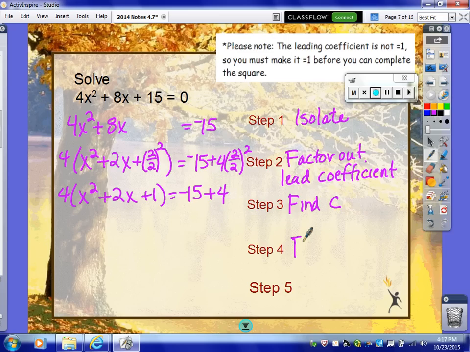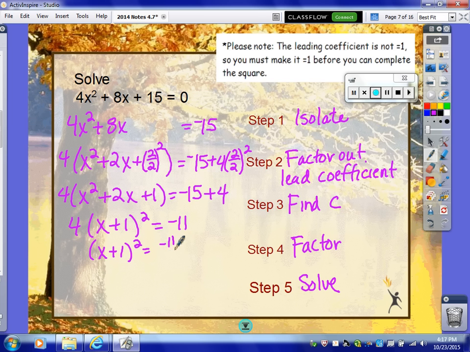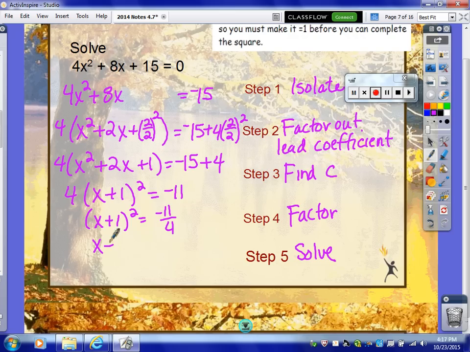Step 4 is going to be to factor. So 4 times x plus 1 squared equals negative 11. Now we need to solve for this factor. So step 5 is to solve. So x plus 1 squared is equal to negative 11 fourths. Square root both sides. x plus 1 is equal to plus or minus the square root of negative 11 over the square root of 4.